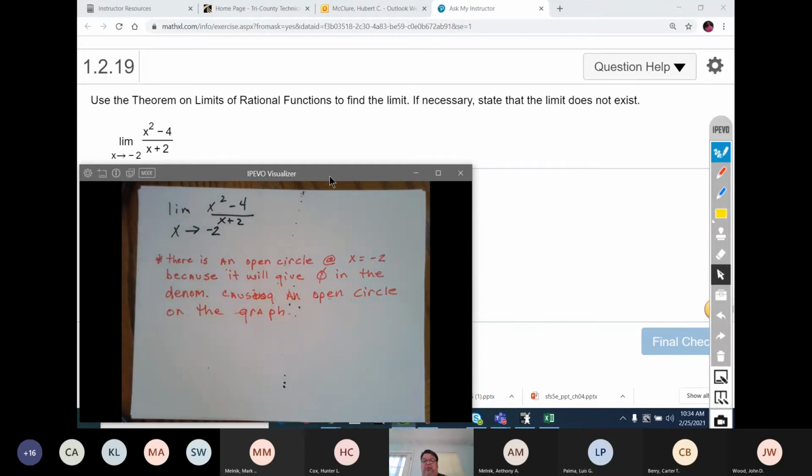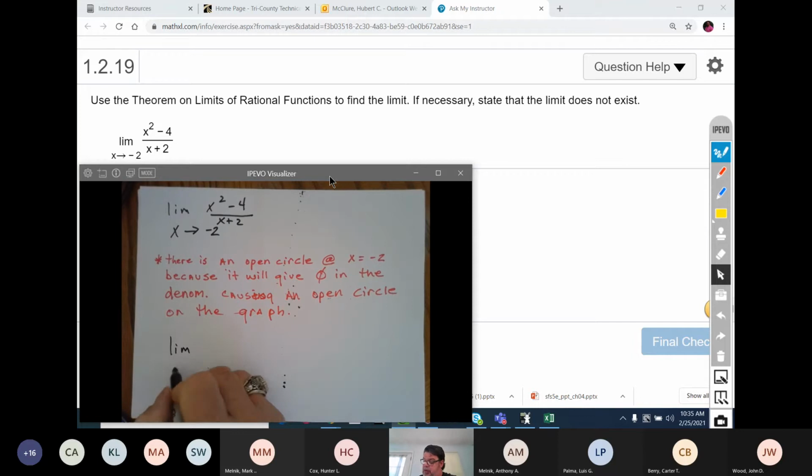Now, why did I write that in red? Because you need to address that first. Then, after you write down that there's an open circle at x is equal to -2, you need to do your algebra.